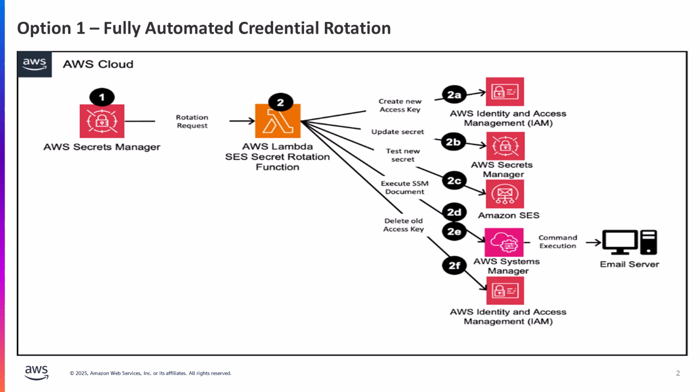Let's examine the architecture for both options in detail. For option 1, which is the fully automated solution, the process begins with AWS Secrets Manager, which initiates the credential rotation either on a defined schedule or manually. This triggers a Lambda function that creates new SES SMTP credentials, validates these credentials, coordinates with Systems Manager to update the email servers, and manages cleanup of old credentials. AWS Systems Manager, through its agent on EC2 instances, handles the secure update of credentials across all email servers, thus providing complete automation without any manual intervention.